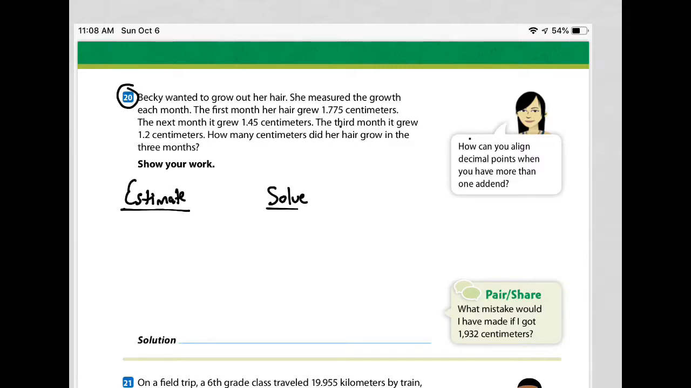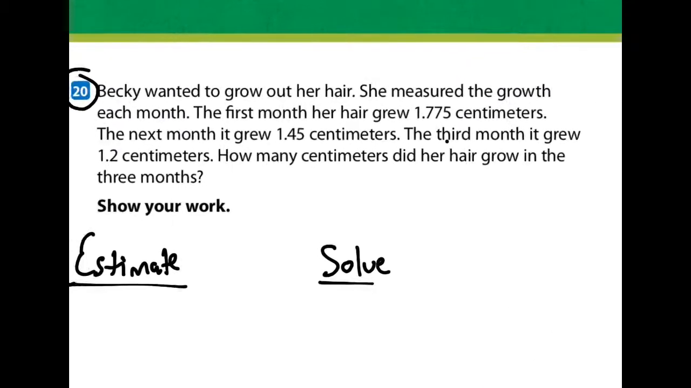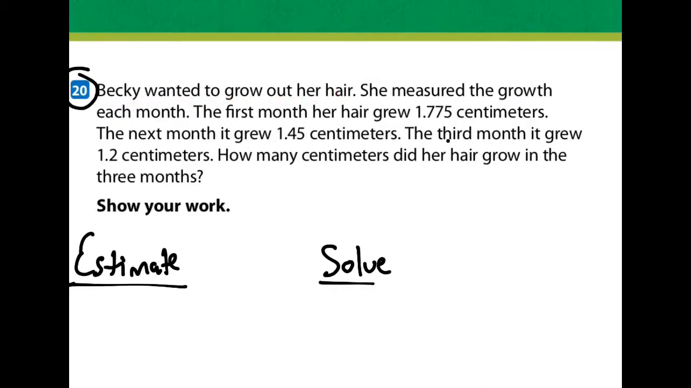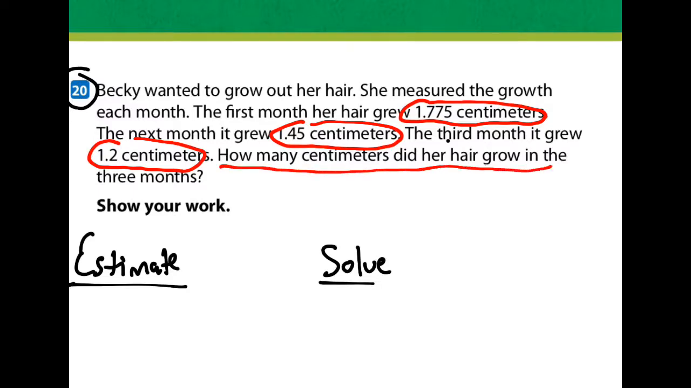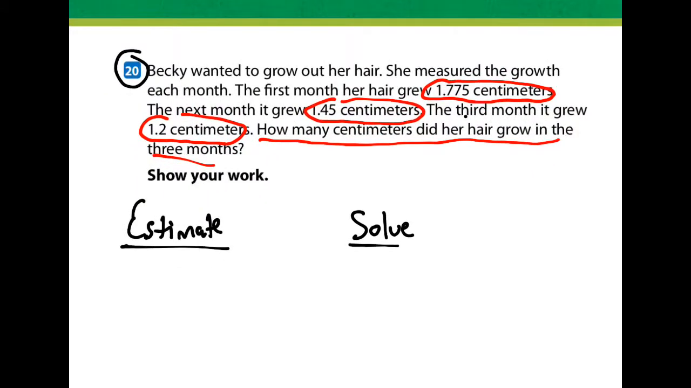All right, let's see how you did. This says, let me zoom in. Becky wanted to grow out her hair, and she measured the growth each month. The first month, her hair grew 1.775 centimeters. So that's month 1. The next month, it grew 1.45 centimeters. That's month 2. The third month, it grew 1.2 centimeters. How many centimeters did the hair grow in the 3 months? So if we want to figure out the total the hair grew in the 3 months, you would add those 3 amounts together.